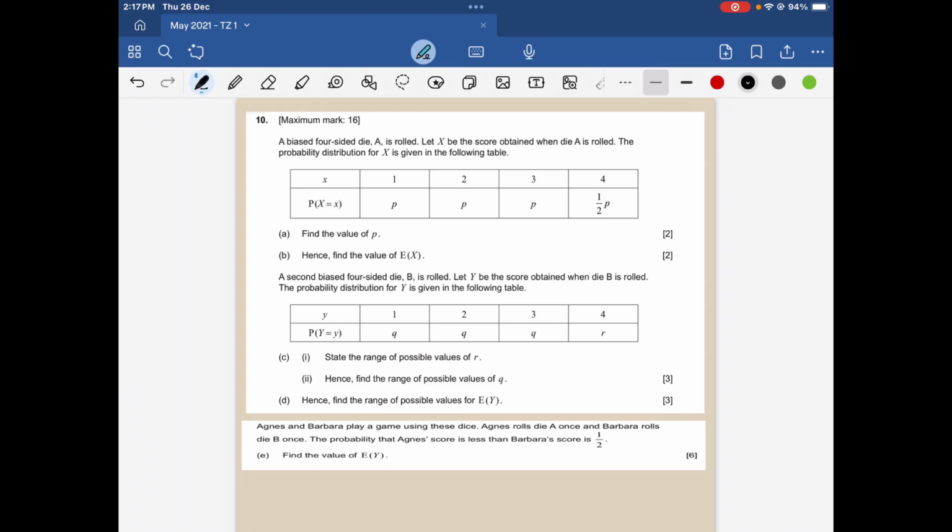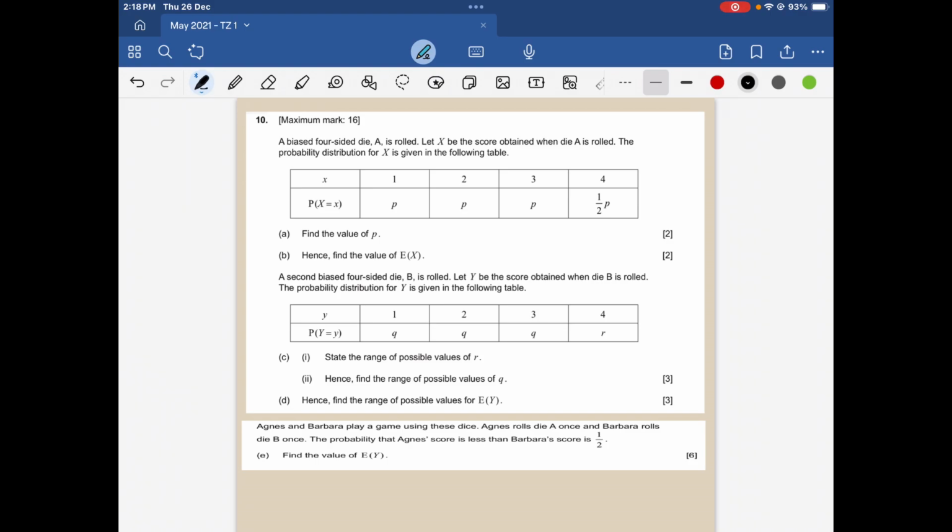The question goes like this: a biased four-sided die A is rolled. Let X be the score obtained when die A is rolled. The probability distribution for X is given in the following table. Now, because it is a four-sided die, you will get four different options. They have given over here 1, 2, 3, 4, and the probability of getting each option is shown in the second row.